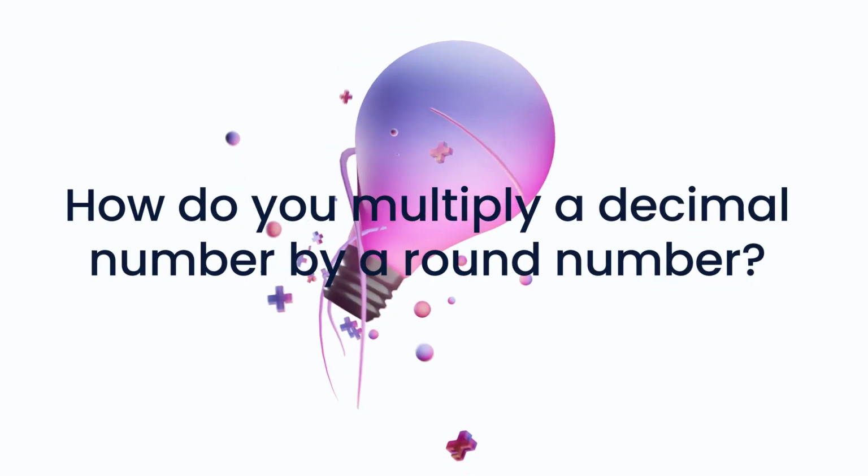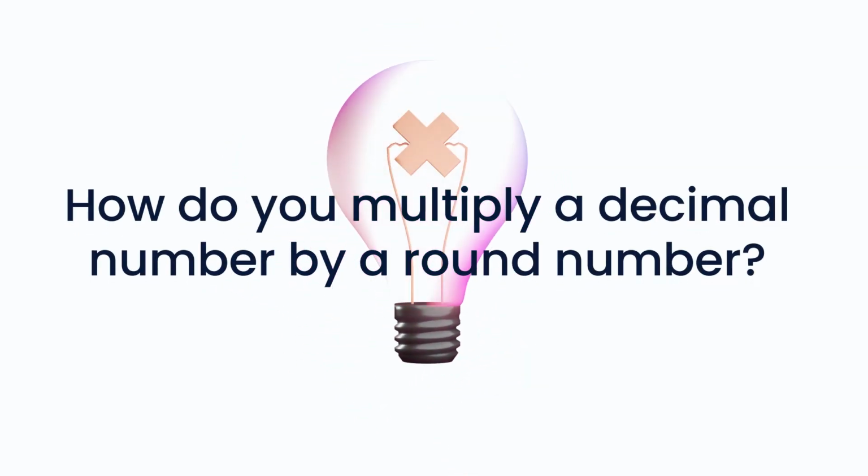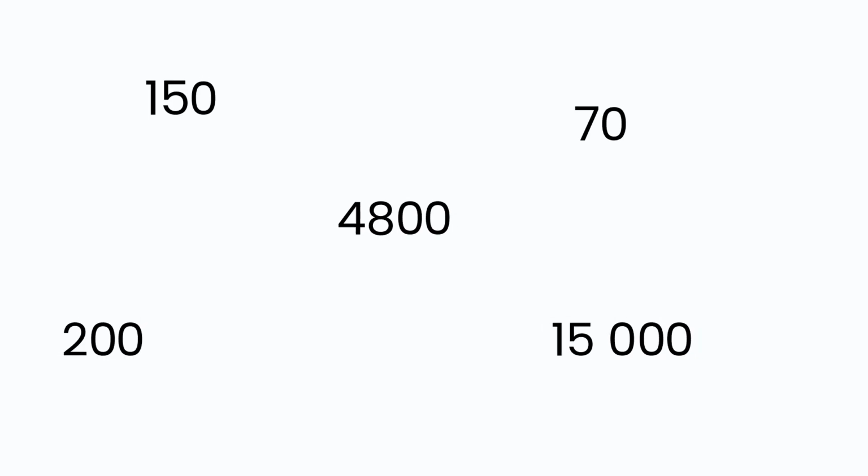How do you multiply a decimal number by a round number? From the previous video, you know that a round number is an integer that ends with a 0. When multiplying a decimal number with a round number, you can use what you've learned from multiplying by powers of 10. Consider the following example.